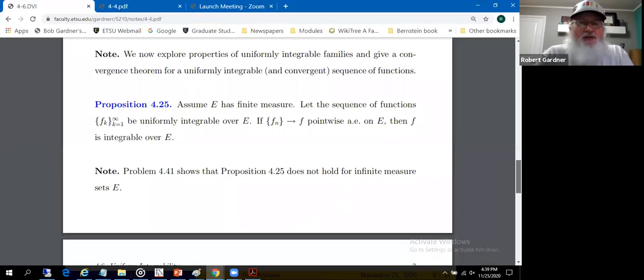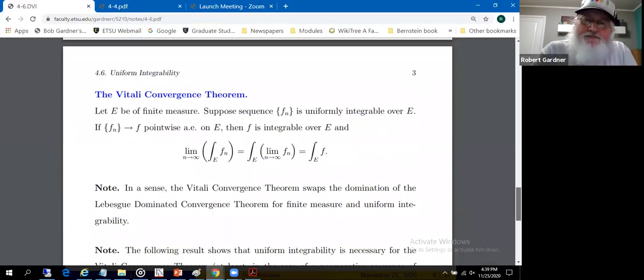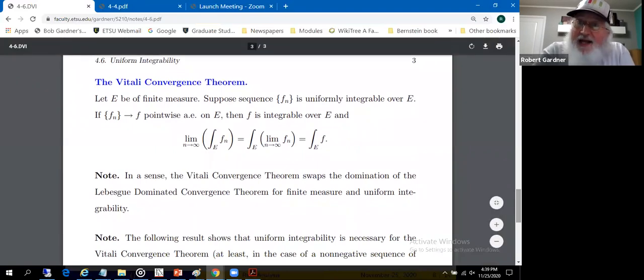Okay, so we're just about set to prove the convergence theorem. And the convergence theorem, the Vitali Convergence Theorem, deals with a sequence of functions on a set of finite measure that are uniformly integrable. Let E be of finite measure. Suppose the sequence f sub n is uniformly integrable over set E. If f sub n approaches f pointwise almost everywhere on that set, then first claim, f is integrable over set E, and the limit of the integral is the integral of the limits.